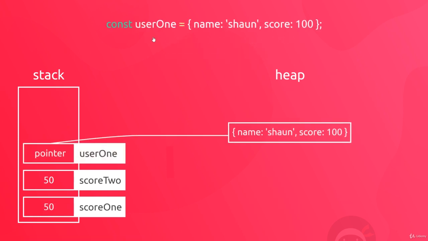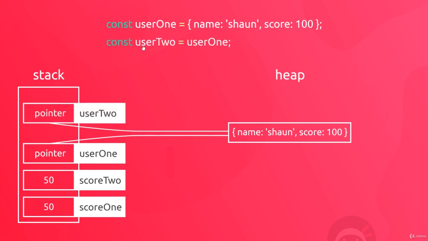Well, imagine we create a new constant, user1, and set it equal to an object. Well, that object is then stored on the heap because this is a reference type. Now we have a pointer to that object on the stack and the variable name, user1, is locked in to that pointer. So in the future, if we try to access user1, it's going to find this pointer which points to the object and return this object back to us. Now, if we create a copy of user1, if we say a new variable, user2, is equal to user1, what's going to happen? Well, it doesn't create a new object on the heap this time.